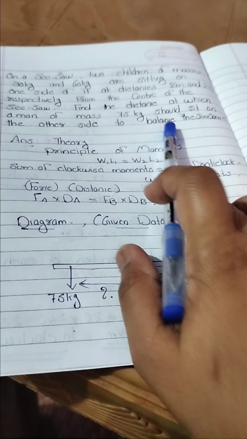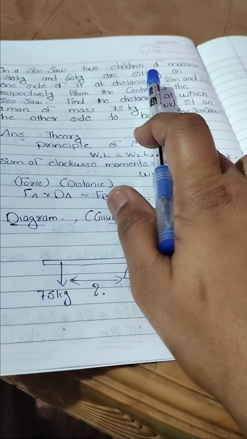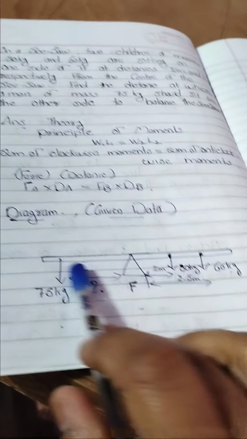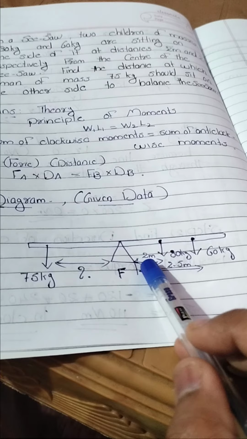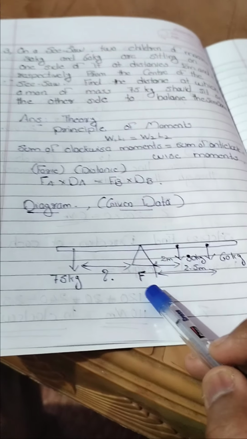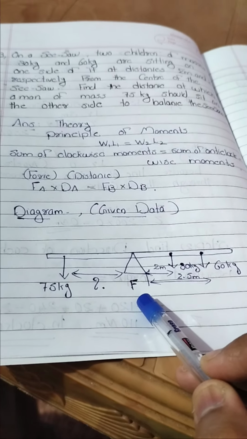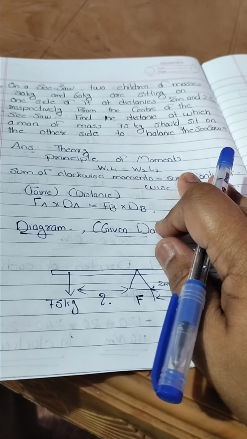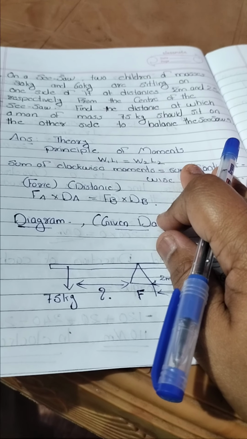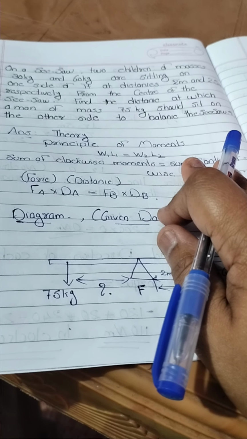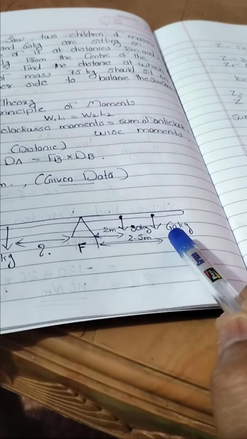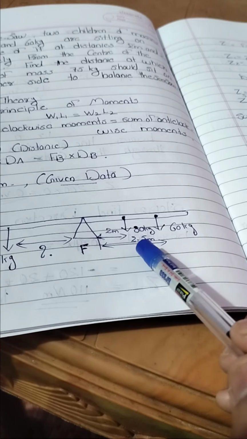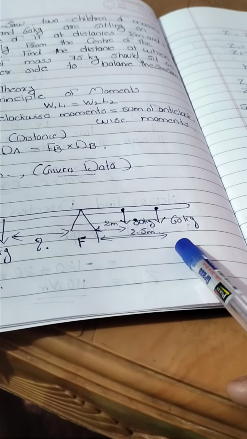Okay. From the given question, we should try to draw the diagram. So this is a seesaw. You already know the seesaw has a fixed point at the center. That fixed point is called the fulcrum. Okay. What is the other given data? On a seesaw, two children of masses 30 kg and 60 kg are sitting on one side of it. So that means on the same side, two children are sitting there. One child's weight is 30 kg, another one is 60 kg.